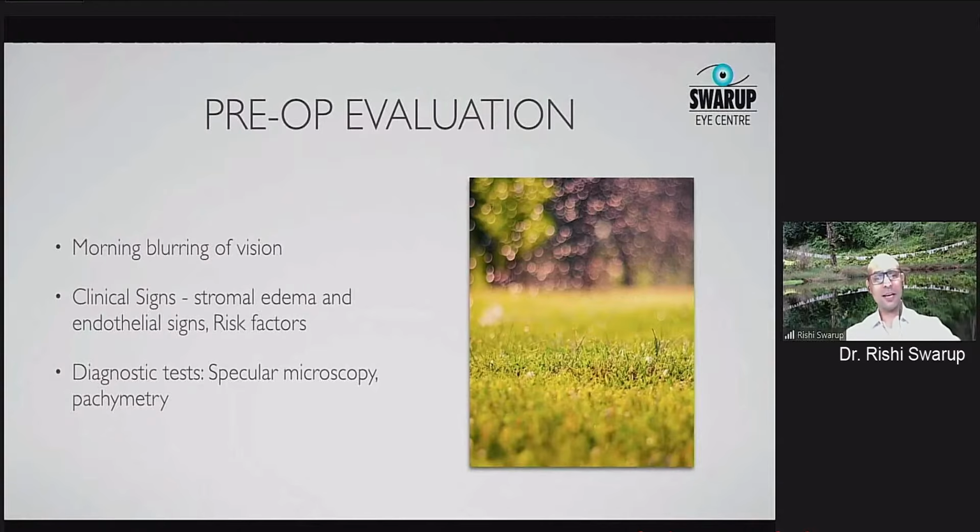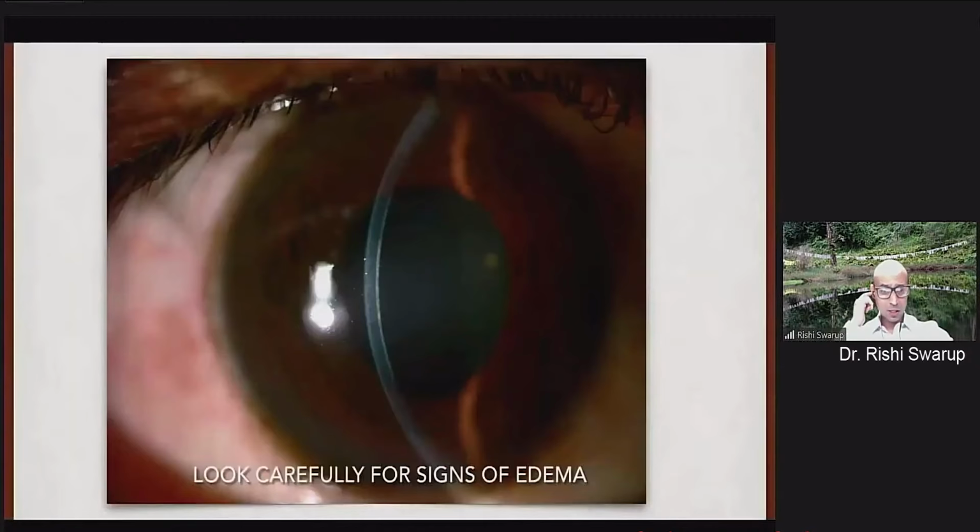And finally, if you have access to diagnostic tests like specular microscopy and pachymetry, that's always a good idea. So this is what I wanted to show you. In this particular slit lamp picture, the central stroma is as thick as the peripheral stroma. In a normal cornea, the central cornea is thinner than the peripheral cornea. And so on slit lamp, this is one of the easy ways to pick up early edema.